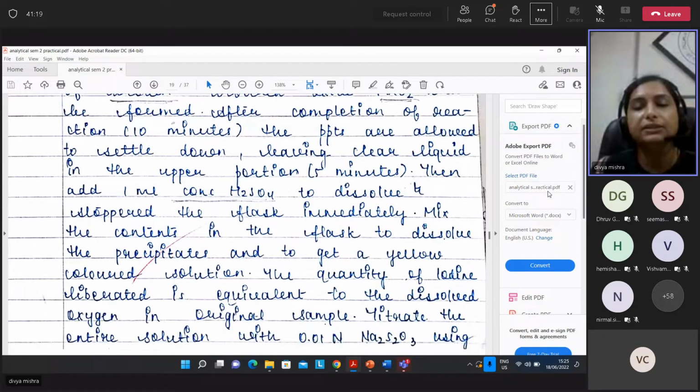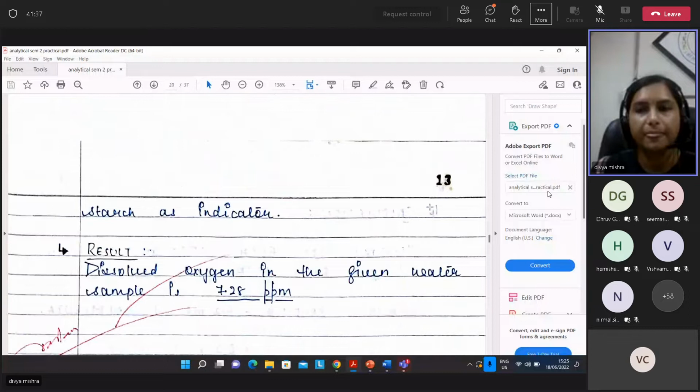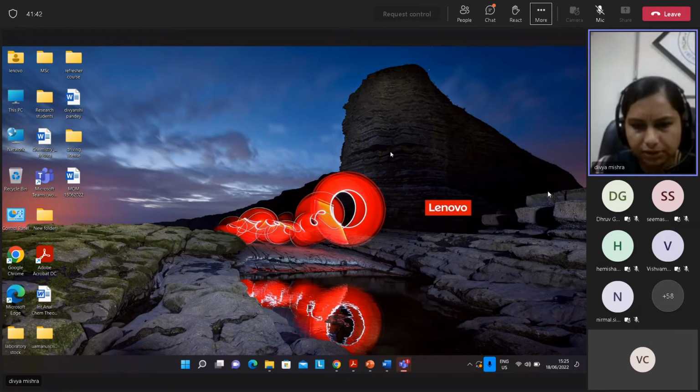Now the quantity of the liberated iodine is equivalent to the dissolved oxygen of the original sample which we have taken up here. So then we will take this solution for titration with 0.01 normal sodium thiosulfate. Okay, so this is all about the procedure. And just a minute.